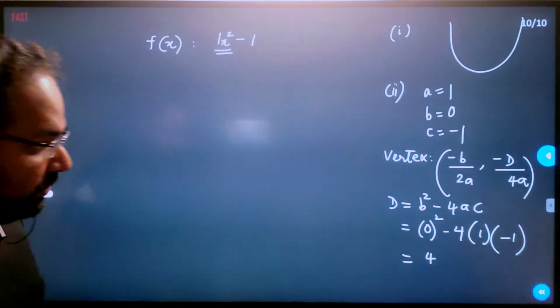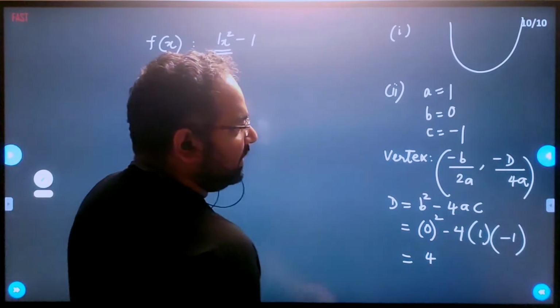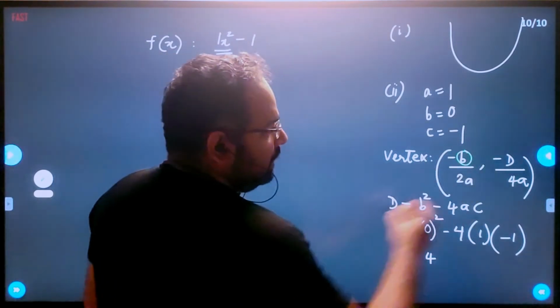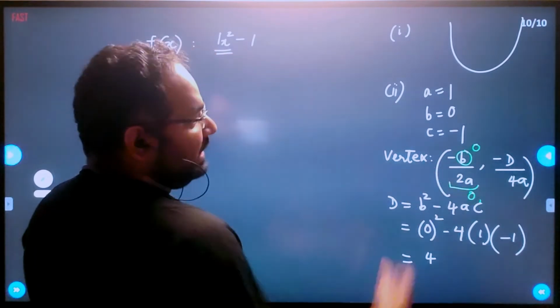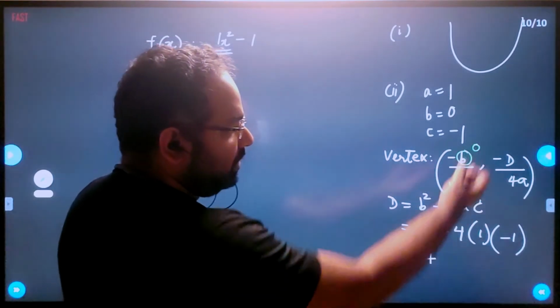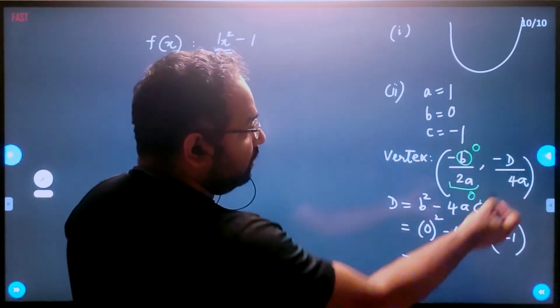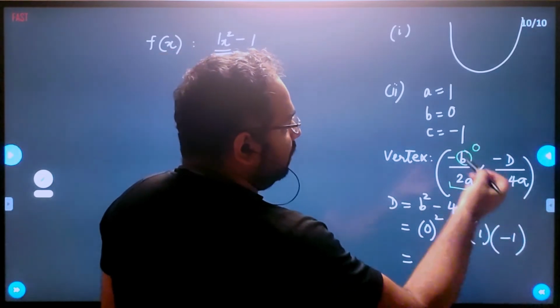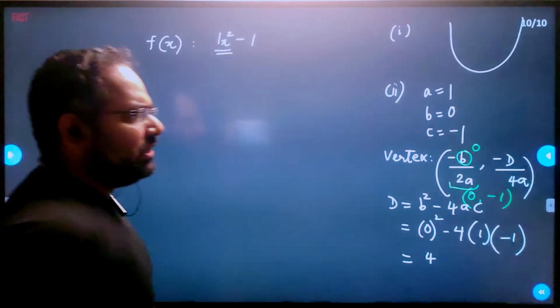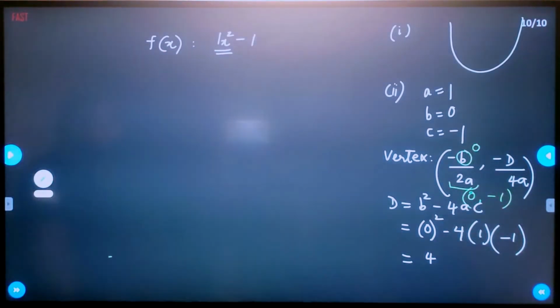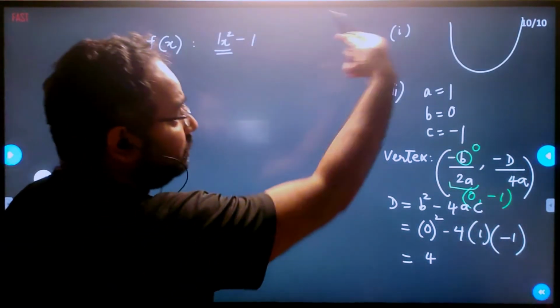Now let's put everything together. The first term is very easy to find because my numerator is 0. Since my numerator is 0, the first term is going to be 0. The second term is minus D by 4a. What is minus D? Minus D is minus 4 divided by 4 into 1, which is minus 4 by 4, which is minus 1. You can check, you can do the calculation, but you get 0 comma minus 1 there. Very good. I found out this, I found out this.